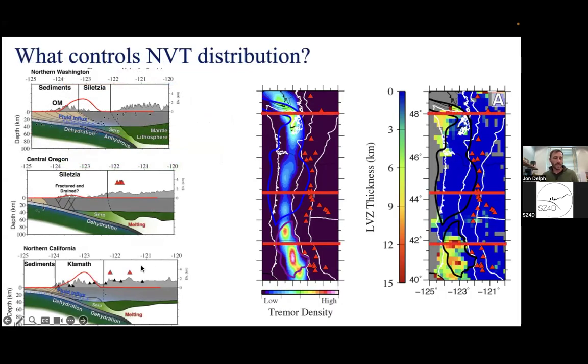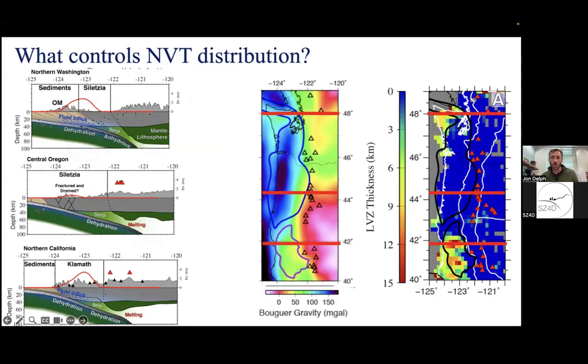So we can put all three of these together to kind of get a conceptual knowledge of how things vary from north to south. And we can get a spatial, map view idea of this as well by comparing the thickness of those low velocity zones with the Bouguer gravity that we see along the forearc, where we have these very thick low velocity zones. Our Bouguer gravity is relatively low, right? Telling us that we have lower density material comprising the forearc in northern and southern Cascadia, with Siletzia extending down to the plate interface.